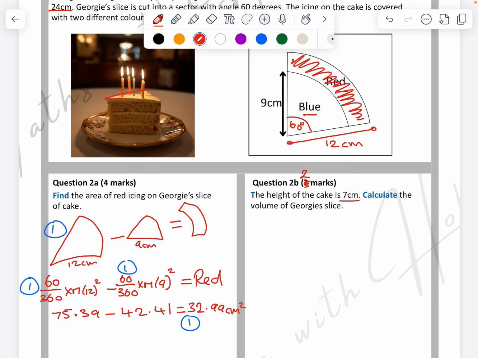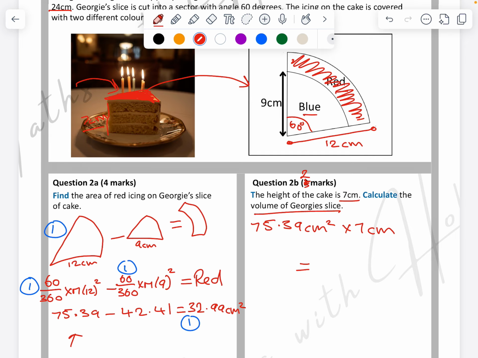So if we go to this diagram over here, we're just looking at the moment at the top of the cake where the icing is. We now know that the height is actually 7 centimeters. And then the question says, well, can we calculate the volume of the slice of cake? Well, we've already worked out the actual area of the cross section at the top, haven't we? We worked it out over here, which is 75.39 centimeters squared. And then to work out the volume, you just have to multiply that by 7 centimeters.